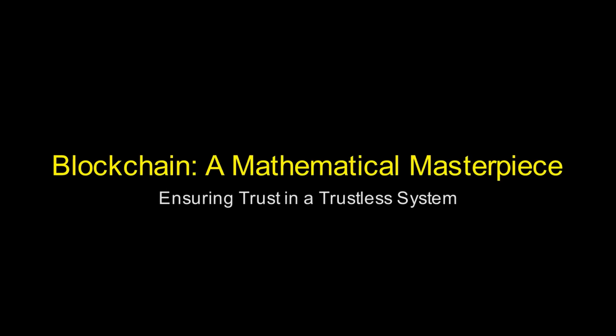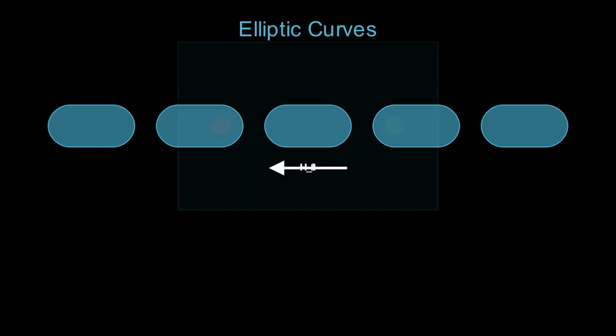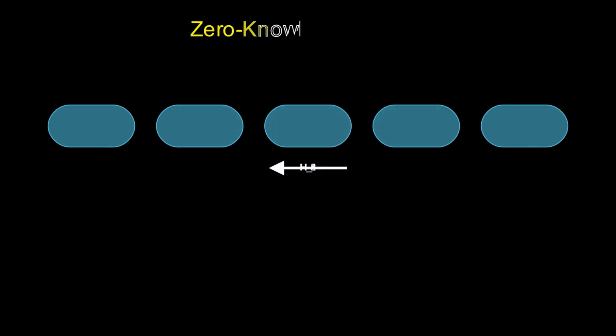The blockchain is more than just a technological marvel. It's a mathematical masterpiece. Every link in the chain is built on the unshakable foundation of math, ensuring trust in what truly is a trustless system. From cryptographic hashes that secure each block, to elliptic curves that protect your transactions, and even zero-knowledge proofs that guarantee our privacy, the blockchain transforms abstract theorems into practical tools.